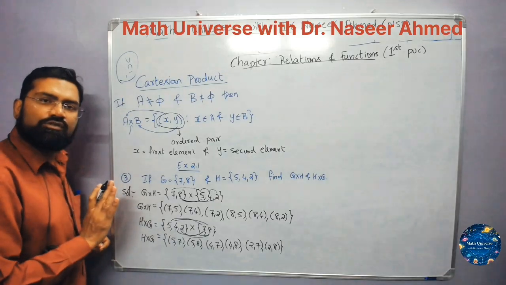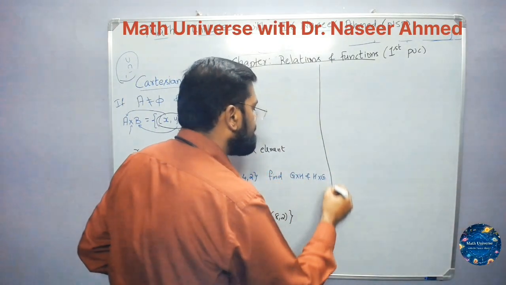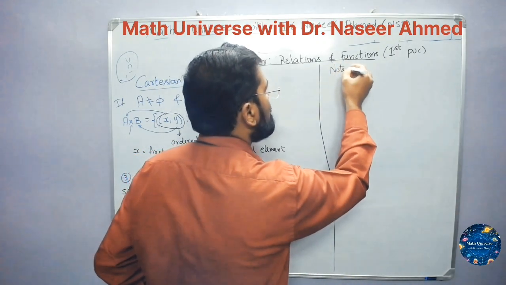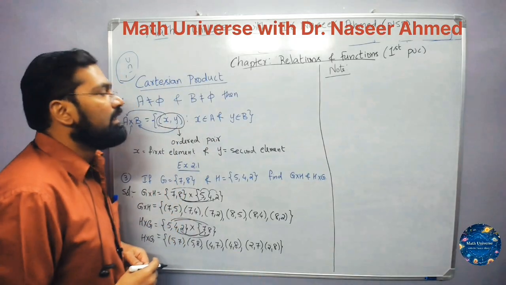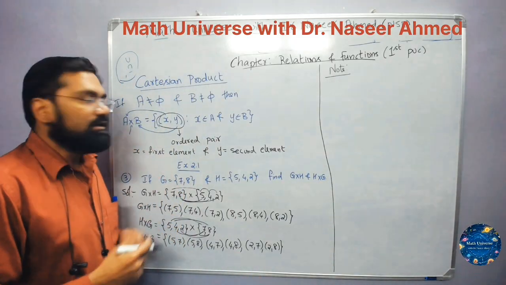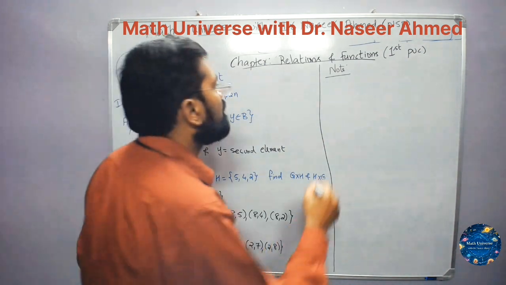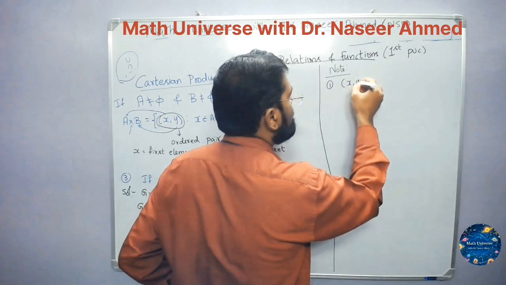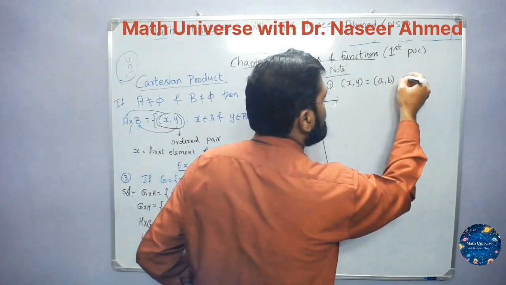Now having understood this, let us understand some of the points. I'll take it in the form of a note. Now the first thing about the note, see carefully. We are talking about ordered pair x comma y. Under what condition do we say that these ordered pairs are equal? So two ordered pairs, x comma y is equal to a comma b.